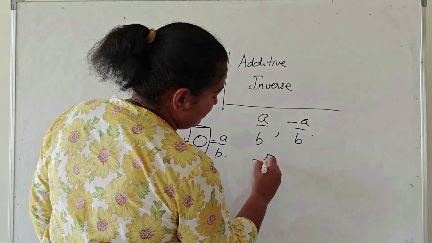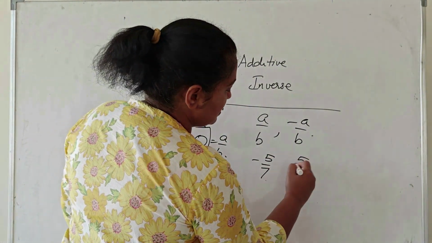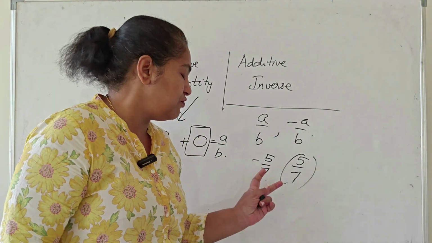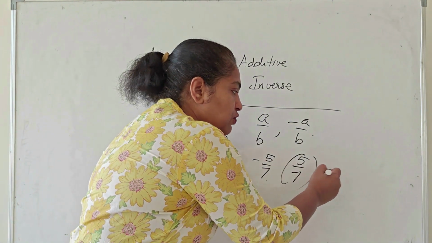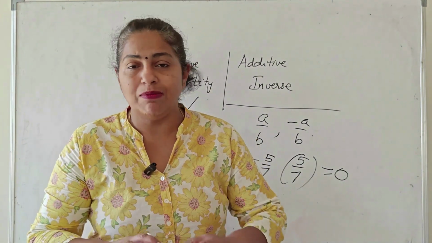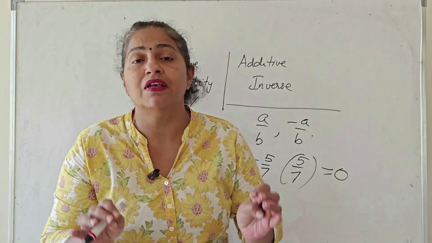Or if minus 5 by 7 is a rational number, minus of minus 5 by 7, which is plus 5 by 7, will be the additive inverse, so that when I'm adding these two together, you get back 0, which is the additive identity. Okay, very basic concept and very simple too. So I hope you are very clear with this. Now, most of the sums based only under addition are very simple.